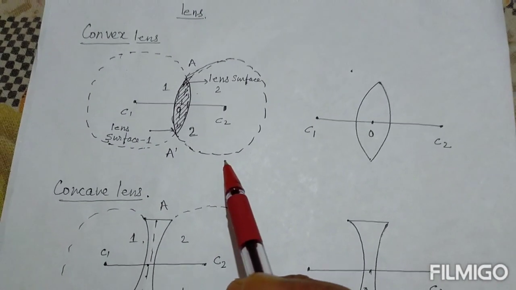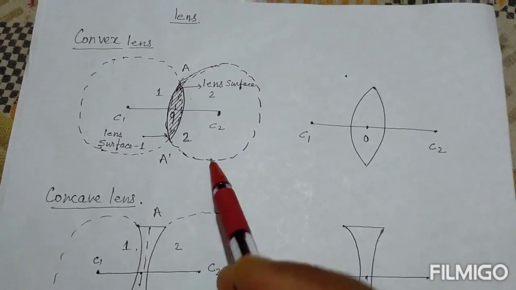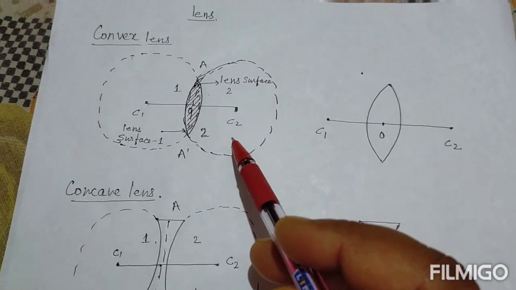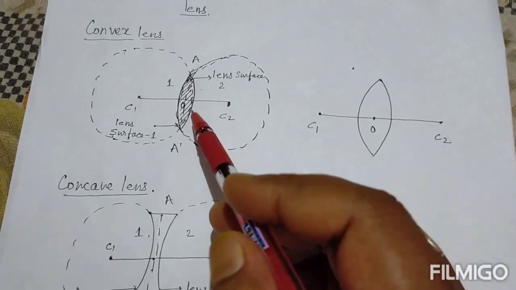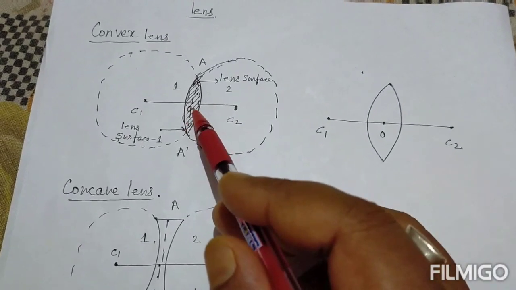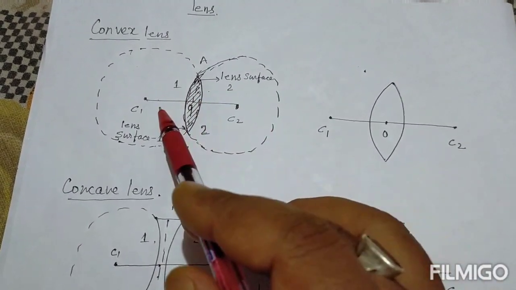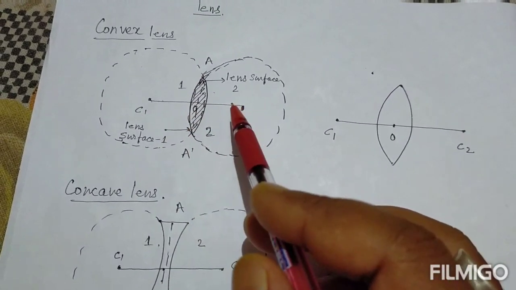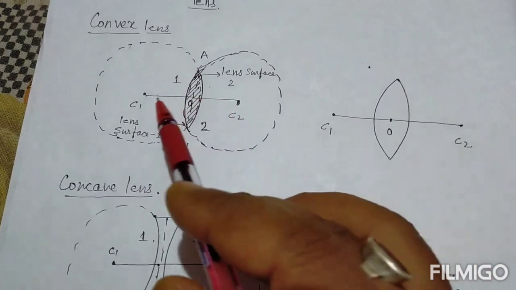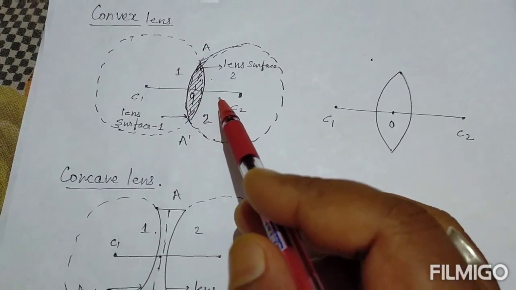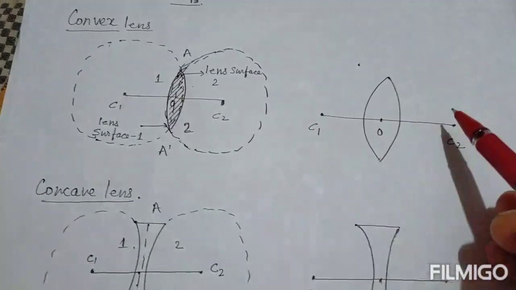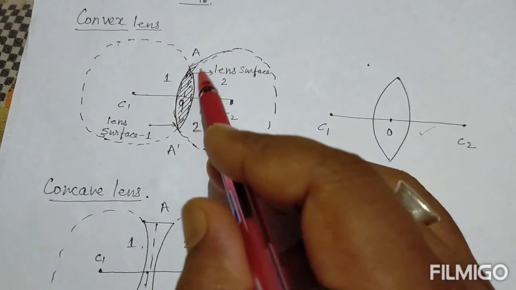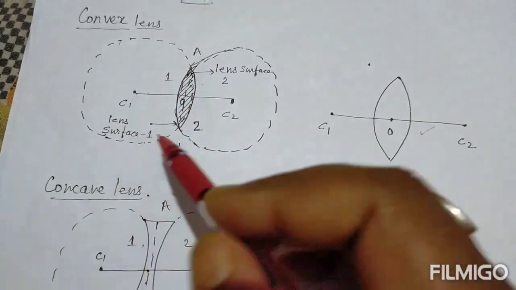Further, we will see the lenses and the terms associated with lenses. A lens is what? It is a part of two different solid spheres. As you are seeing in the picture, this is a convex lens, and a convex lens is a part of two imaginary spheres.